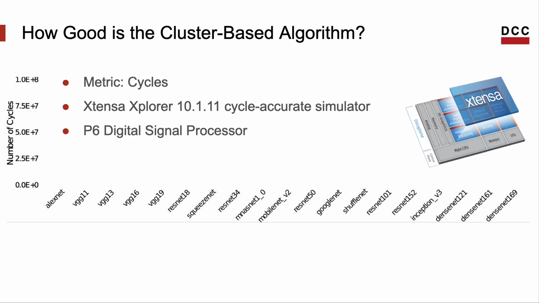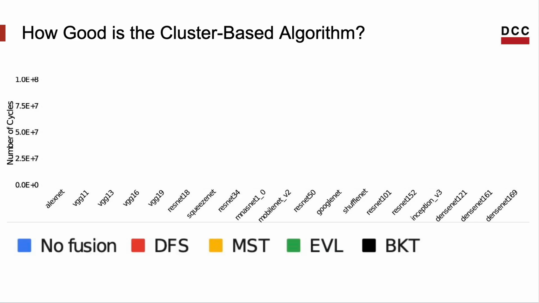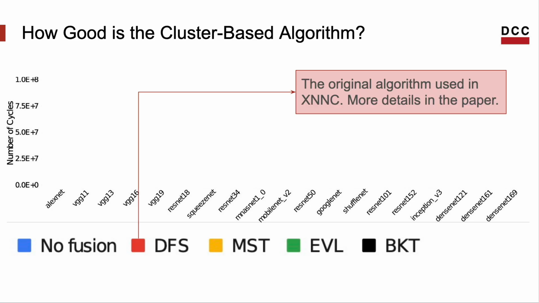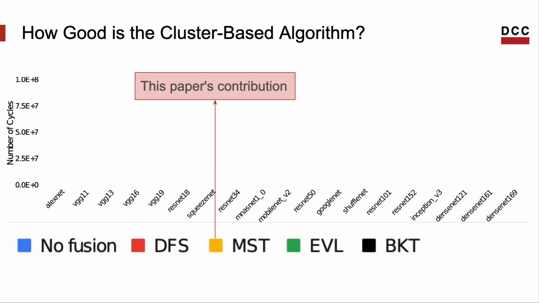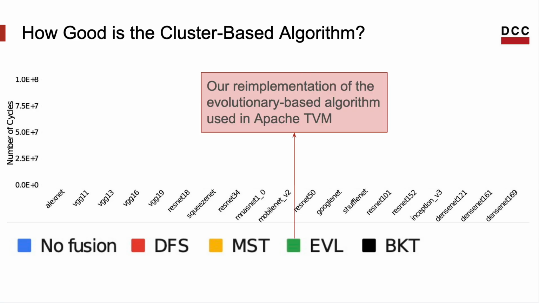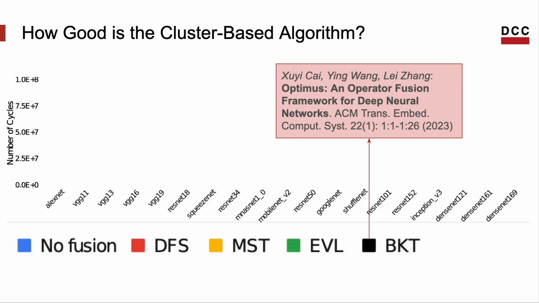We shall be using in this experiment one processor from Tensilica, the P6, but in the paper we use a few more. We have 5 fusion approaches here. Well, maybe the first is not really a fusion approach, it's no fusion. Then we have DFS, which was the original algorithm used in the XNNC compiler. There are details of this algorithm in the paper. Then we have MST, which is the algorithm that I just explained before. Then we have EVL, an evolutionary algorithm that we implemented after the implementation that we got into TVM. And then we have BKT, which is what we call the backtracking approach.